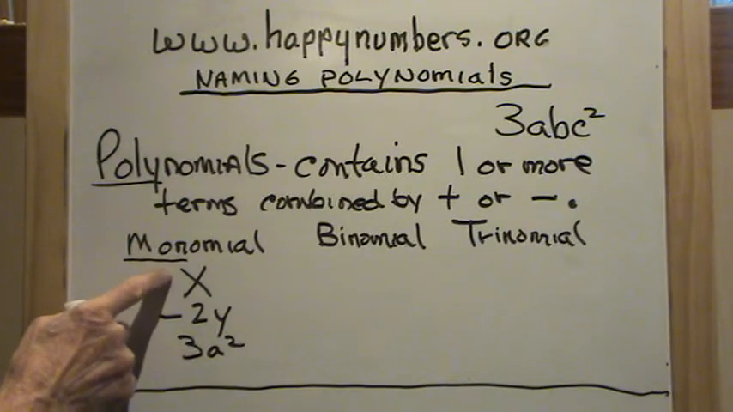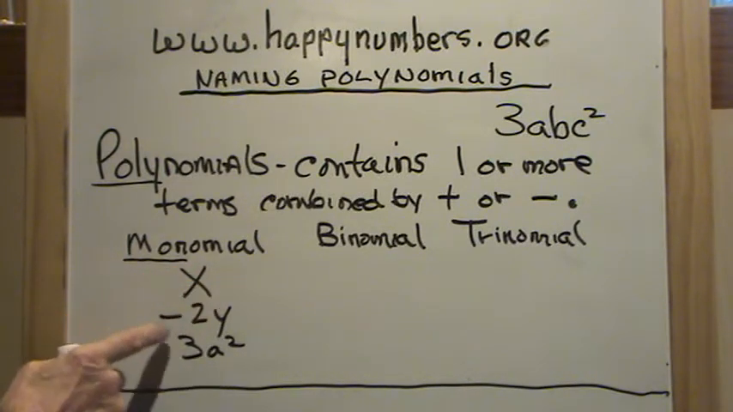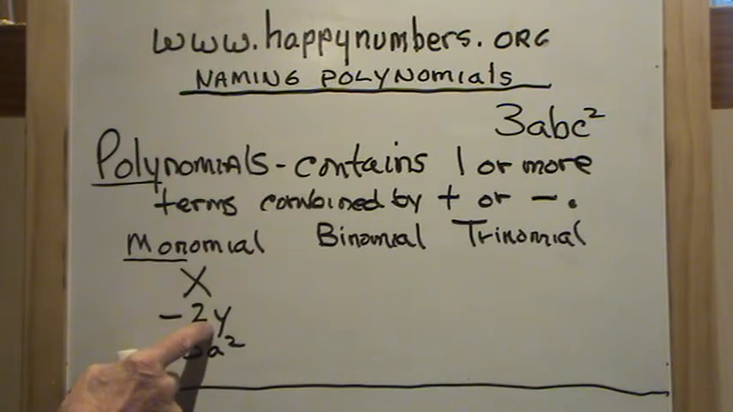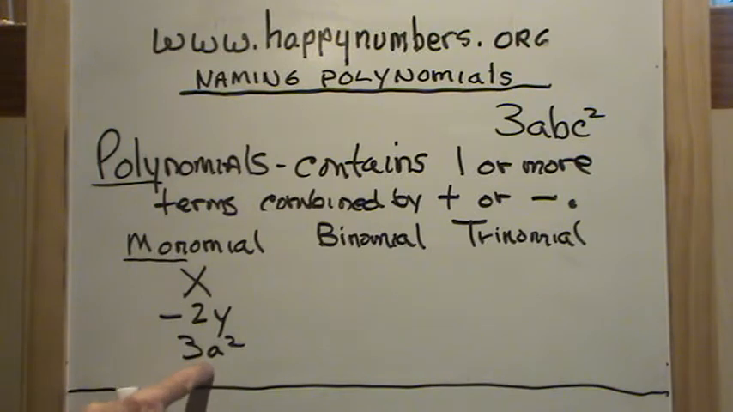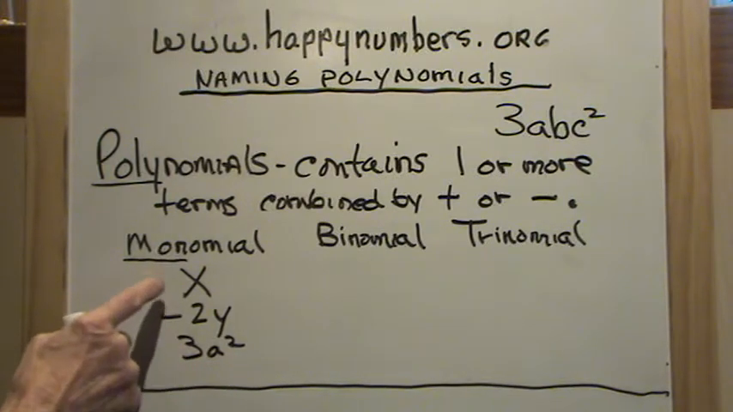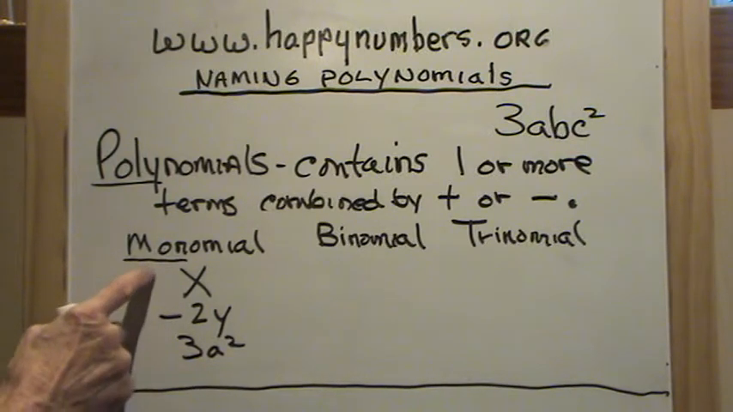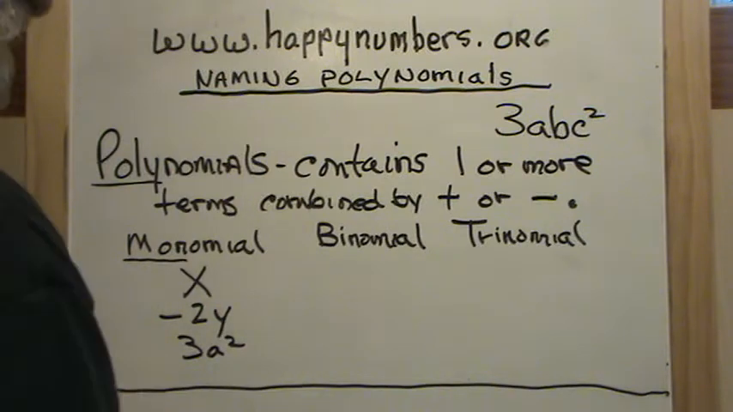Well, this is 1x, this is negative 2y. This is a term, but it's only one term. This is positive 3a squared. So each one of these is a monomial, only one algebraic term.